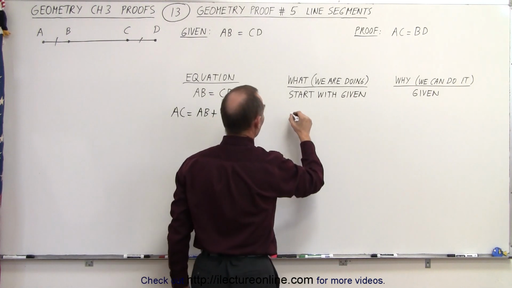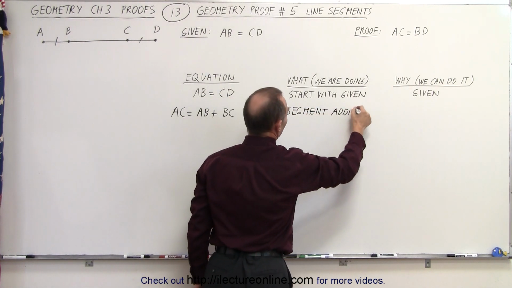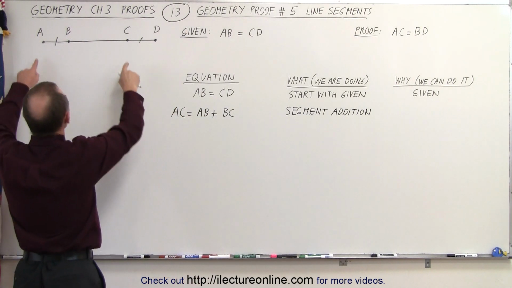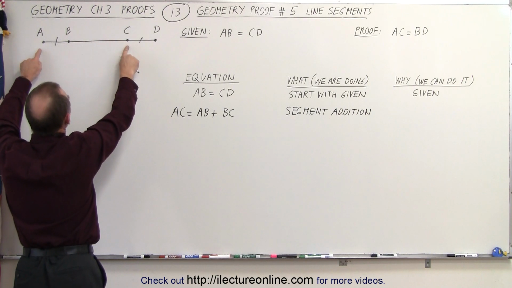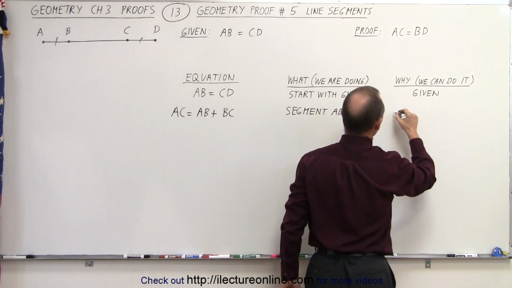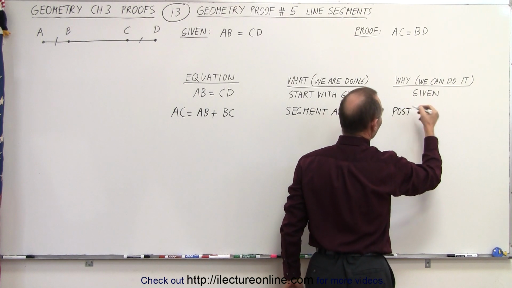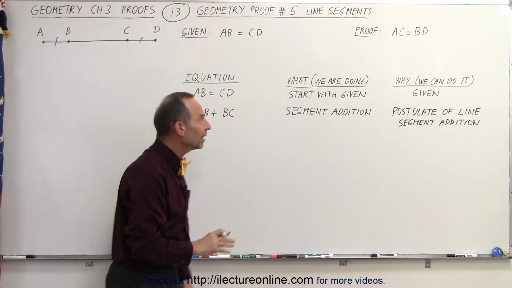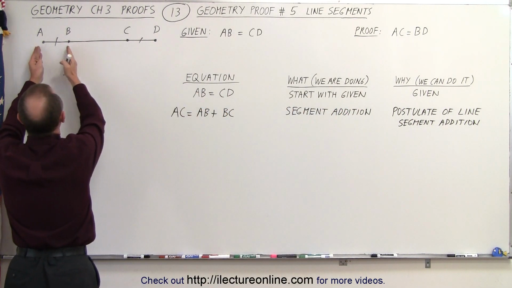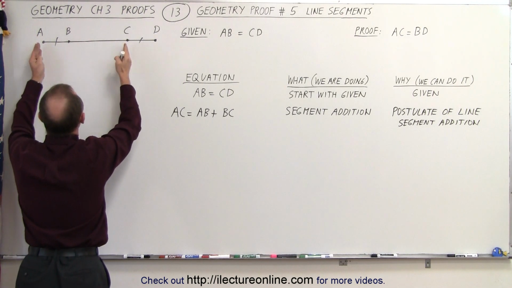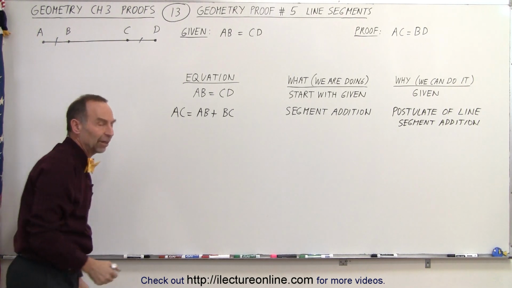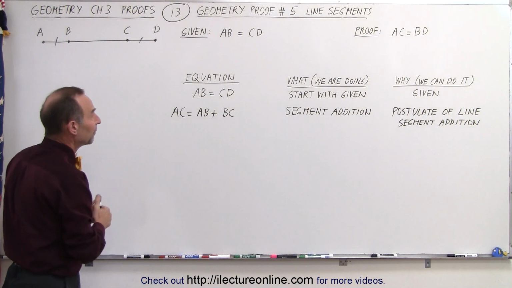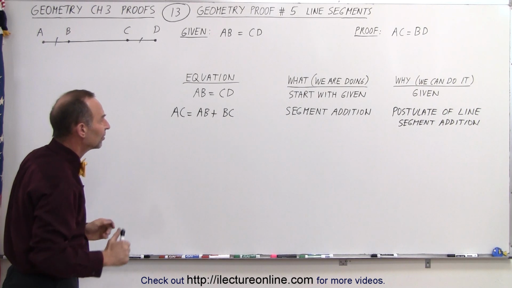So what we do here is we have segment addition. Now why can we do that? Well, there's a postulate that says that if we add two adjacent line segments that they add up to the total length. In other words, we can do this because we have a postulate of line segment addition, which means that we can make a valid claim that the length of AB plus the length of BC is the length from A to C, because that's self-evident. That's what we mean by a postulate. We don't have to prove that. We can simply see that it is self-evident that the sum of those two must add up to AC.